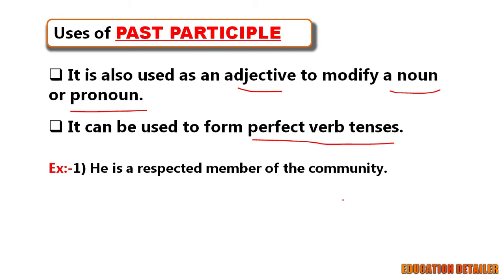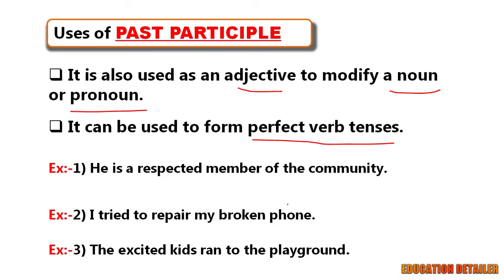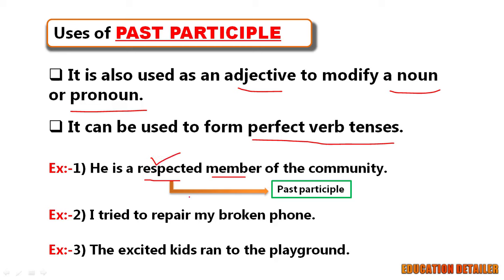He is a respected member of the community. I tried to repair my broken phone. The excited kids ran to the playground. Here, respected is the past participle form of the verb respect, and it describes or tells more about the noun member. So, it is used as an adjective. In the same way, broken and excited are the past participle forms of the verbs break and excite, and they describe more about nouns like phone and kids respectively. So these two are also used as adjectives here.